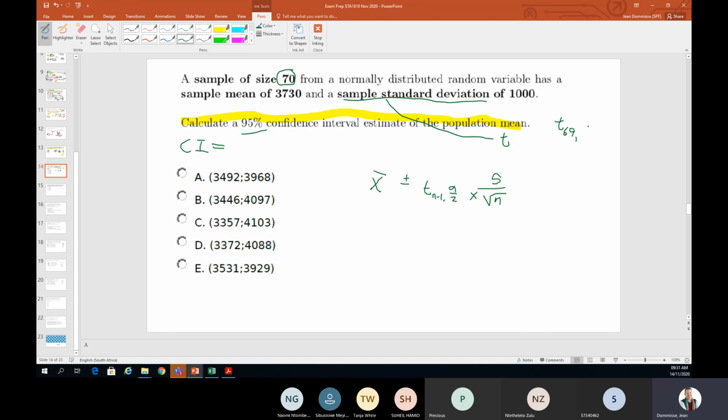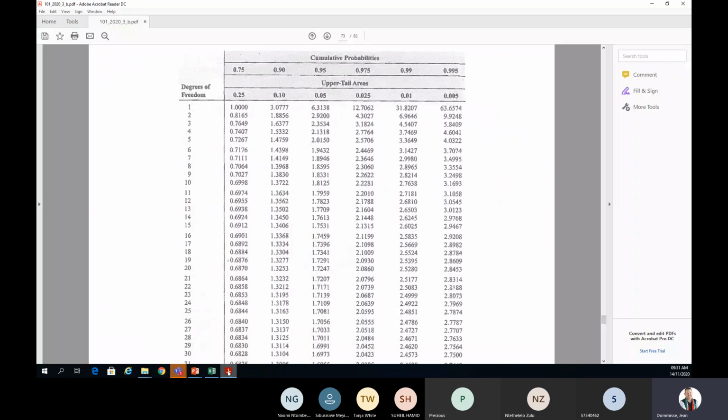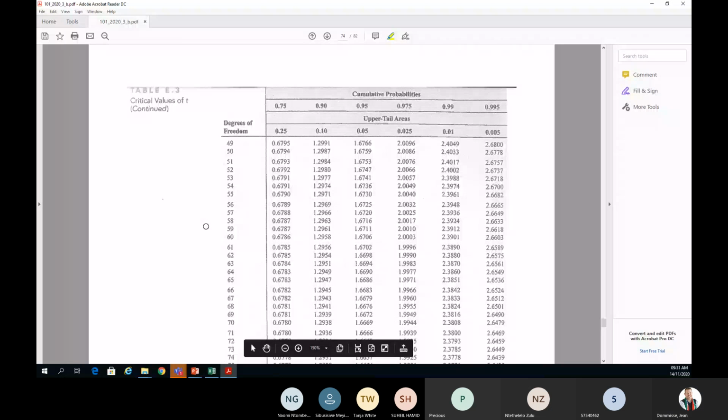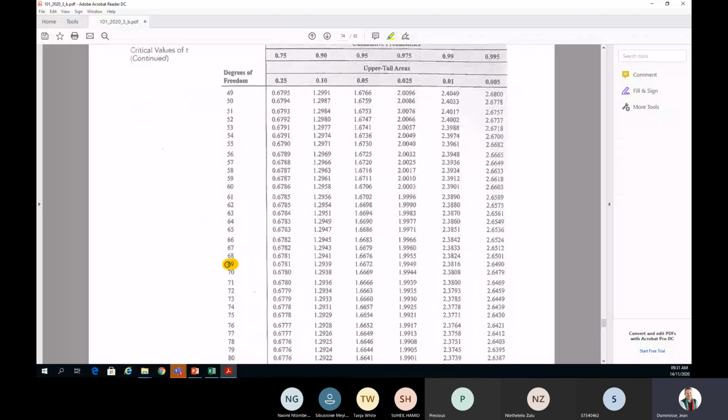For a 95% confidence interval, 0.05 is my alpha, but divided by 2, and degrees of freedom 69, alpha is 0.025. So that is the t that I am going to look for. So let's see what that is. 69 and 0.025. Okay, so there's my 69.